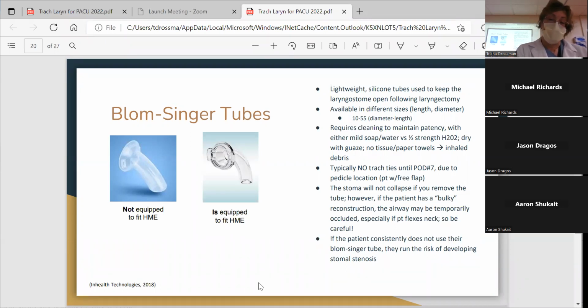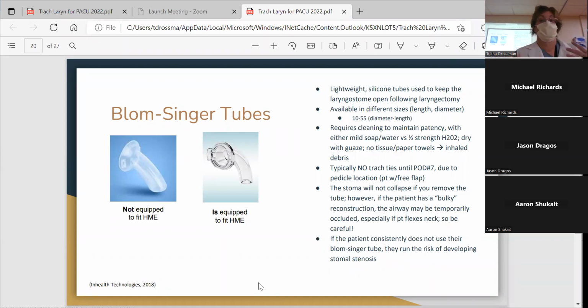You don't want to, and we all know this, right? We don't use tissues or paper towels on anything because it's all clumpy, but something we always explain to the patients too. Using gauze is the best because there's no lint or debris that would clump and get into their airway. Typically, when you get your patients into PACU, often you'll have this brand new laryngectomy and this Blom-Singer tube, and there's no trach ties.